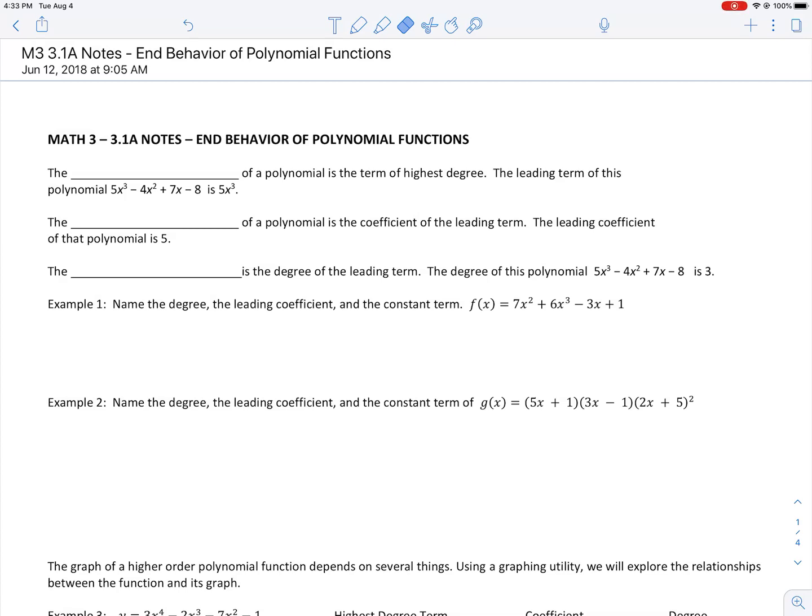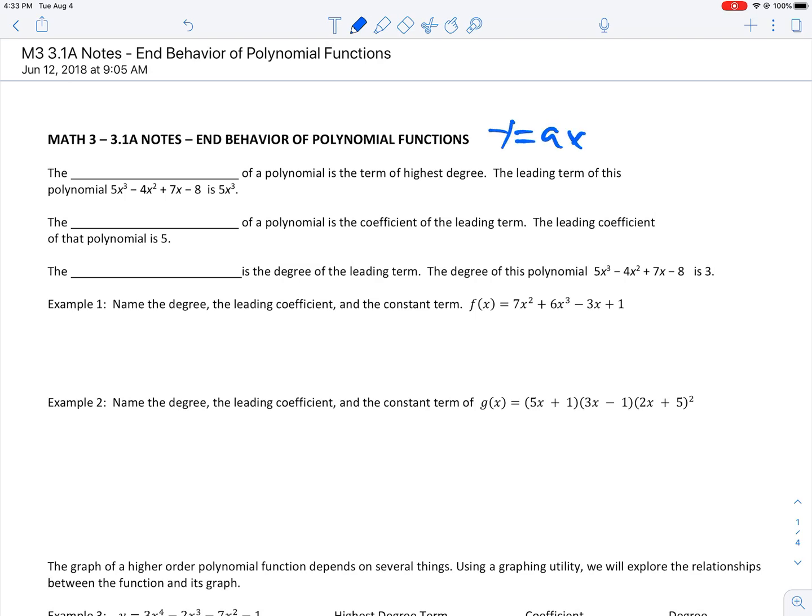Today we are doing Notes 3.1a. This entire unit is about what we call polynomial functions. Poly means multiple. We've had quadratics, we've had cubics, we've had linear, but now we're going to get into x to the fourth or multiple terms. So we've seen polynomial functions before.